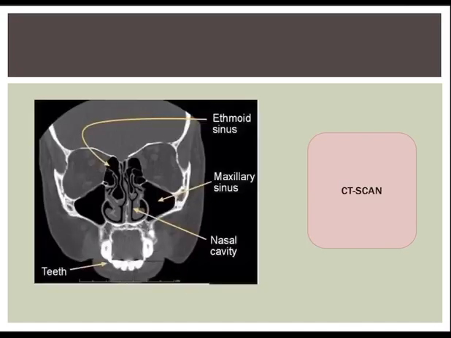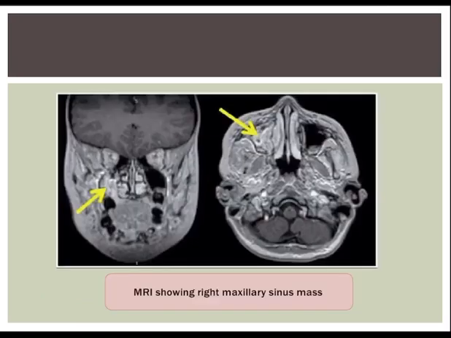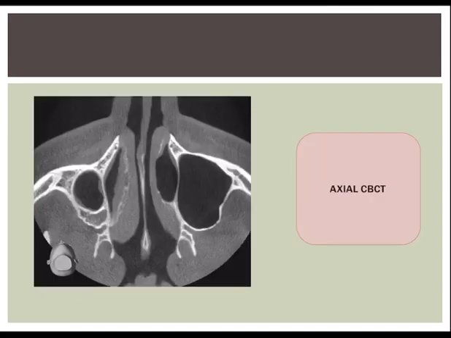We also have a CT scan and the MRI. These modalities provide multiple sections through the sinus at different planes and therefore contribute to the final diagnosis and the determination of the extent of the disease. Finally, we have axial CBCT.